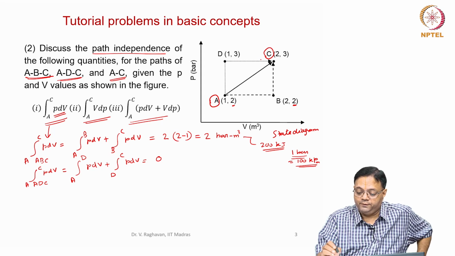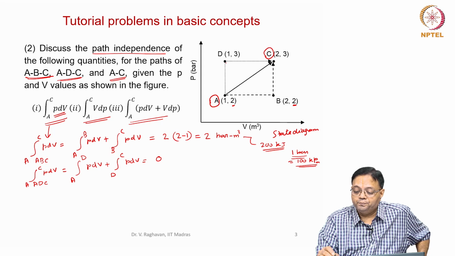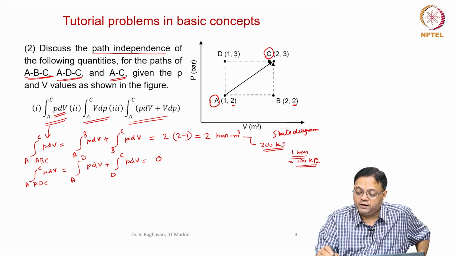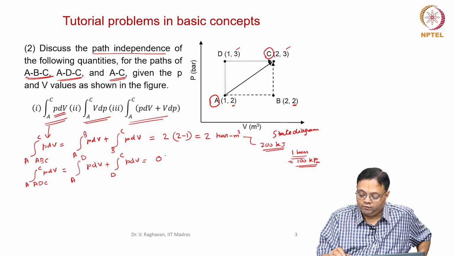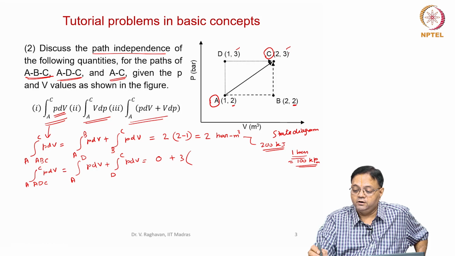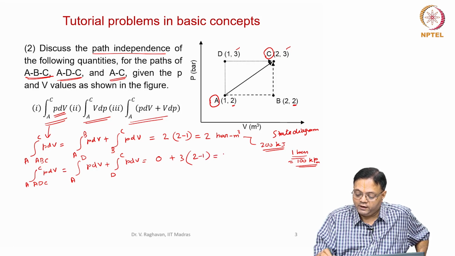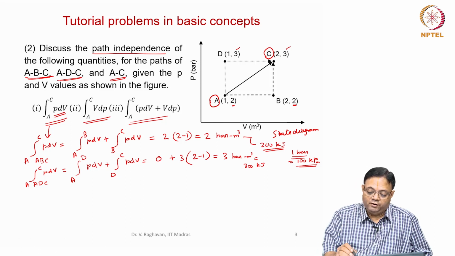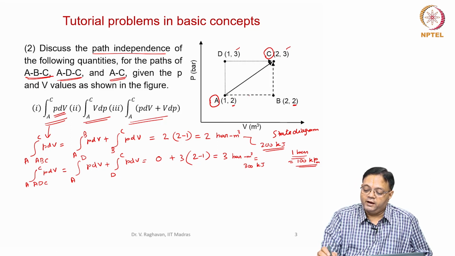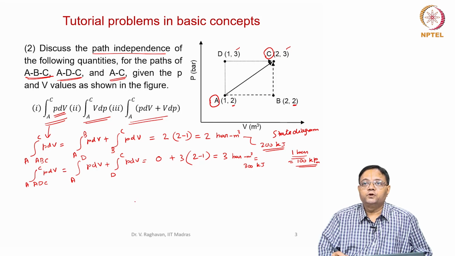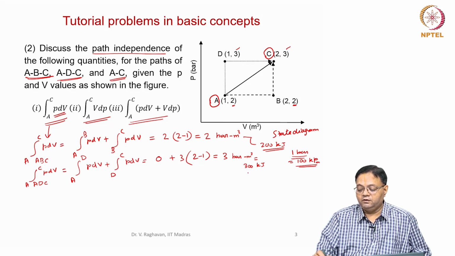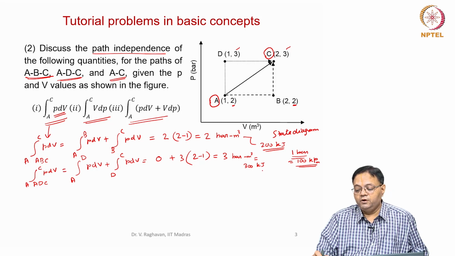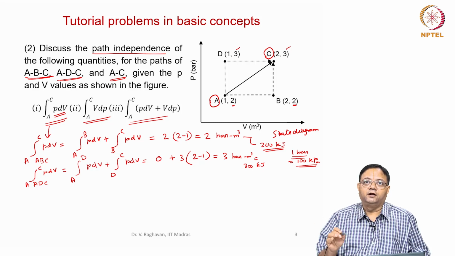But if you take D to C, it is what? At D pressure is 3 bar and C also pressure is 3 bar. So, plus 3 into constant pressure, change in volume is again 2 minus 1. So, here it is 3 bar meter cube equal to 300 kilojoules. So, now itself you can see that when you go for the integral through A, B, C, it is giving a value of 200 kilojoules. If it is through A, D, C, it is giving 300 kilojoules. That means this is already path dependent.